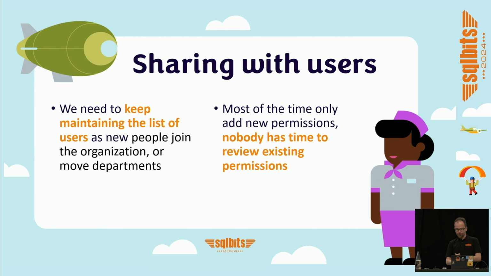Here we have the two main problems with that. Basically, we start maintaining some secret list of who is in that department, who is in another department. And we just increase permissions. We never remove permissions. So this is something that is clearly not working, right? But it's like this in many organizations, I think.